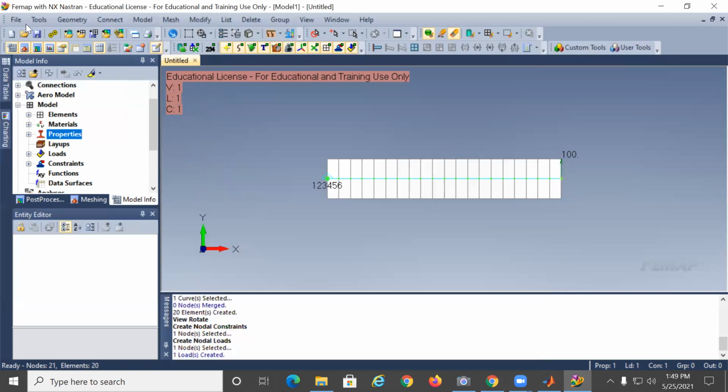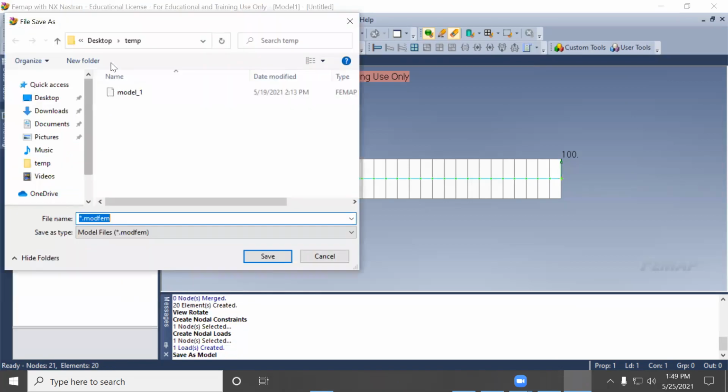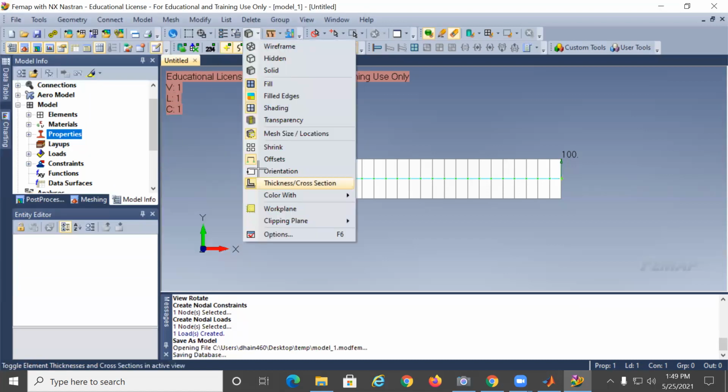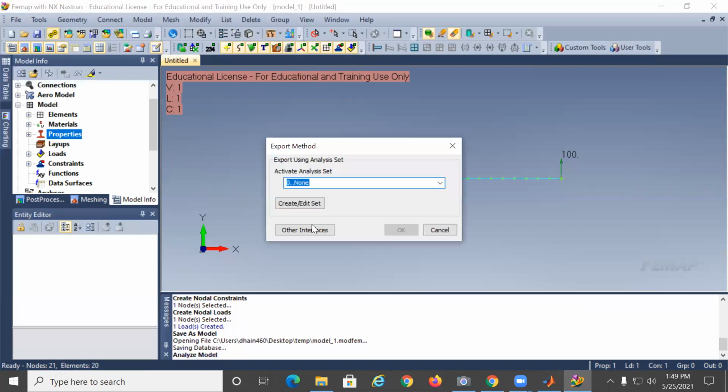All right, now we can call this one file, save as. Desktop will be again my model one. Doesn't matter. Let me remove this. I will just see the line. All right, so that's it. We run this.